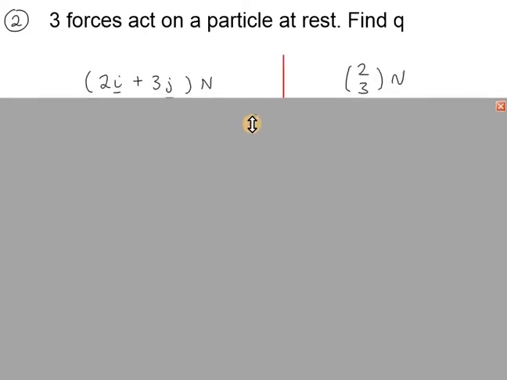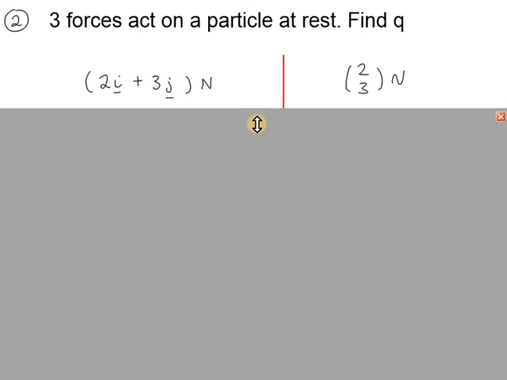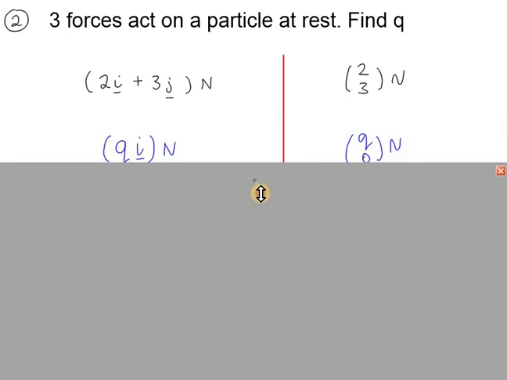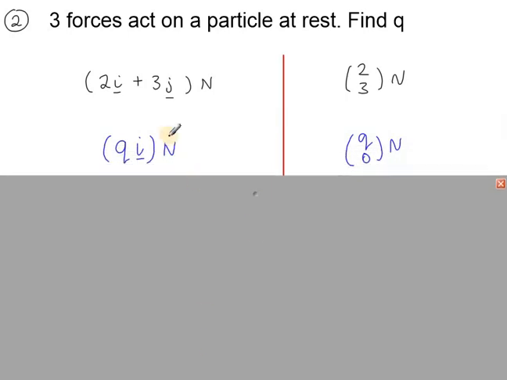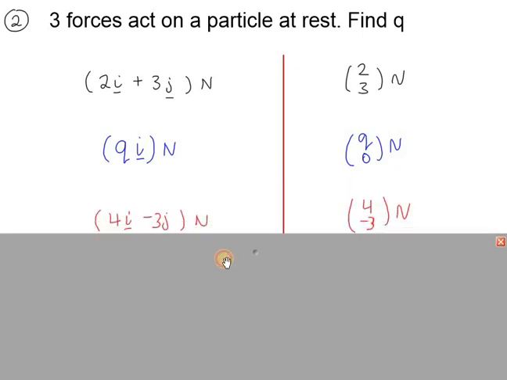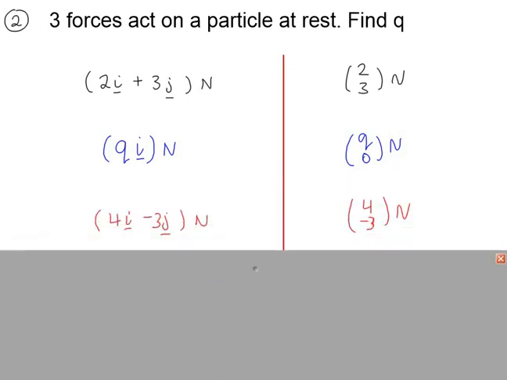Okay, in this example, 3 forces act on a particle that's at rest, and the particle will remain at rest. And there's an unknown value q that we need to work out. So this is the first force that acts on the particle, and I'm using component i, j form on the left hand side, and on the right hand side I'm using column vector notation. So these are the same. Okay, this is the second force acting on the particle, and q is the unknown that we have to work out, and this is the third force acting on the particle.